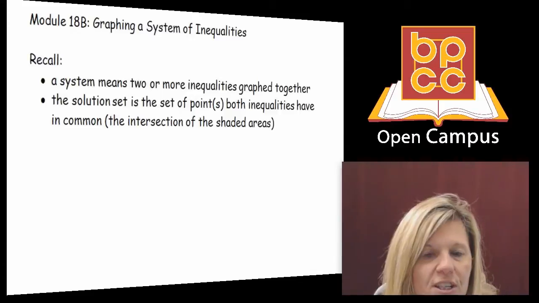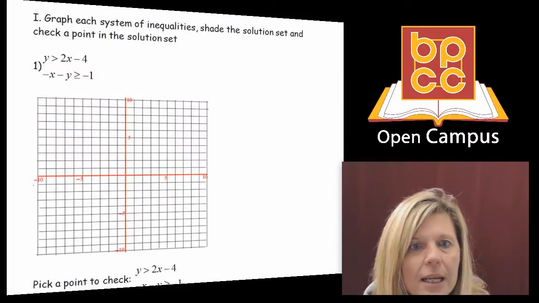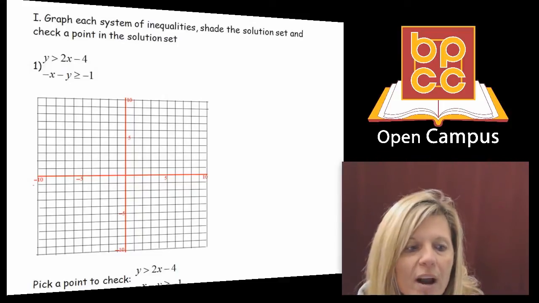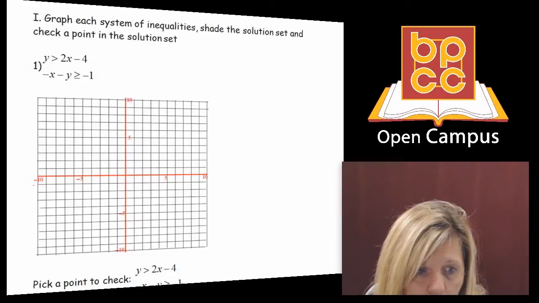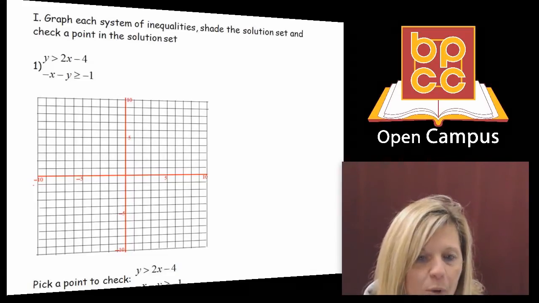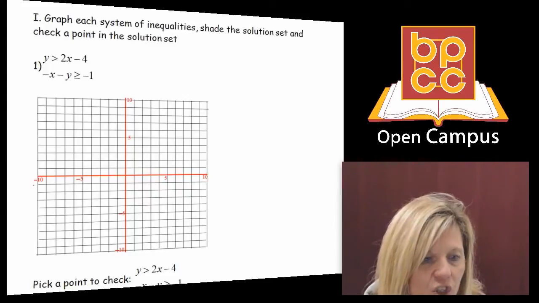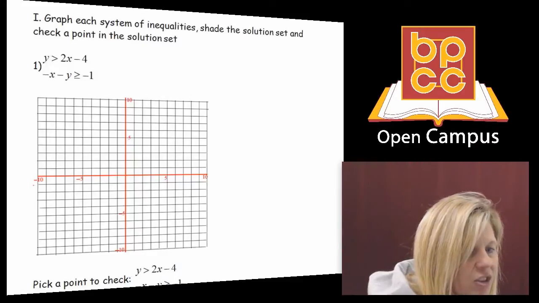So here's our first example. If you look, this is a system. It's not one inequality, it is two. So I'm asking you to graph two inequalities together. We're going to be shading two, and we're going to be looking for the intersection of those shadings. Then we're going to be able to pick a point in that shading to check. So let's go to the whiteboard. We have 4 examples left. Let's go see what we can do.